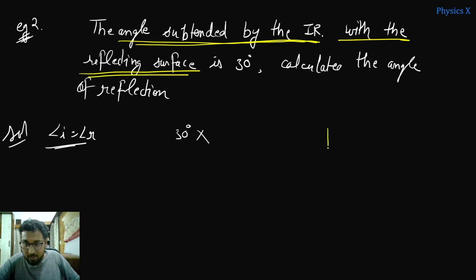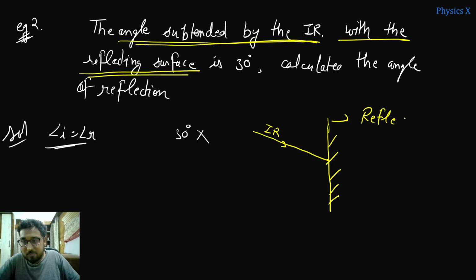So if you draw the diagram, this is your non-reflecting side. Suppose this is a reflecting side. What is he telling? This is the incident ray, and the angle subtended with the reflecting surface. So this is your reflecting surface. The angle between the reflecting surface and the incident ray is 30 degrees.